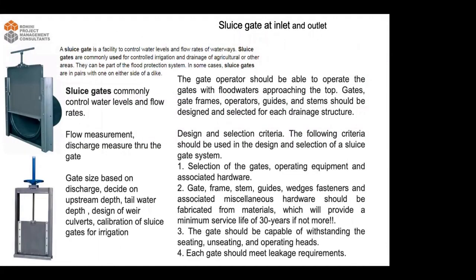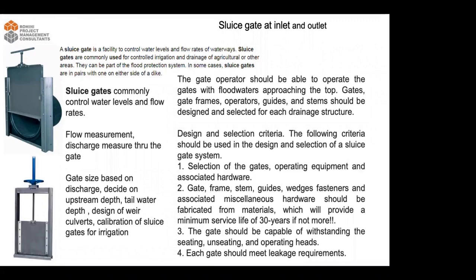Now, what exactly is a sluice gate? A sluice gate is a facility to control water levels and the flow rates of waterways. Okay, they are commonly called control valves. They can be used for flow measurement and discharge also. Now, there are some photographs shown on the screen. These photographs are just indicative. There will be different designs as such.